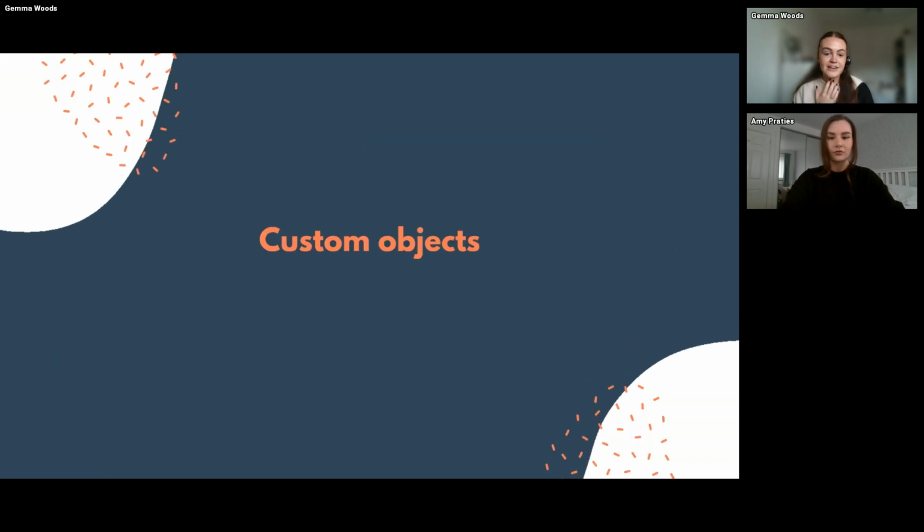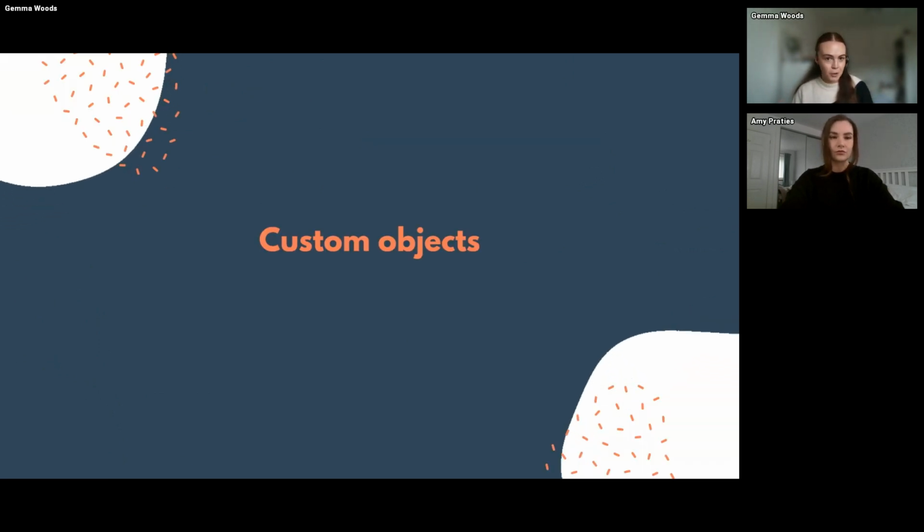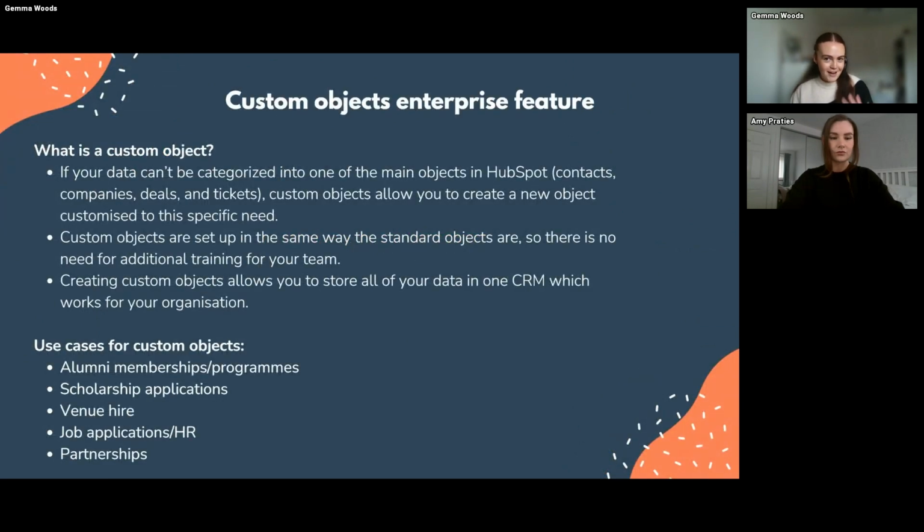Going straight into the first one then: custom objects. I feel like custom objects are probably the most well-known or most used enterprise feature within HubSpot. Custom objects are used if you want to bring a set of data into HubSpot that can't be categorized under the existing standard objects, so contacts, companies, deals, and tickets. By having access to custom objects, you can create a new data set to store and manage data, and this data can then be associated to your other objects.